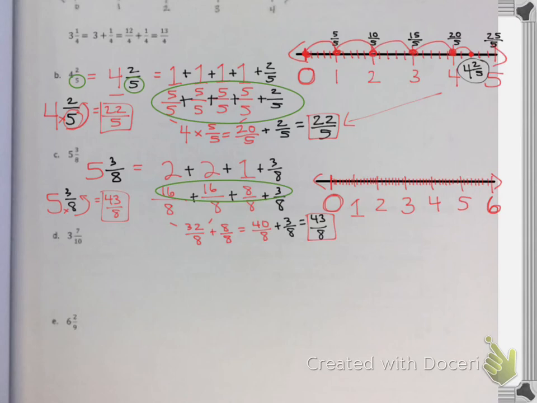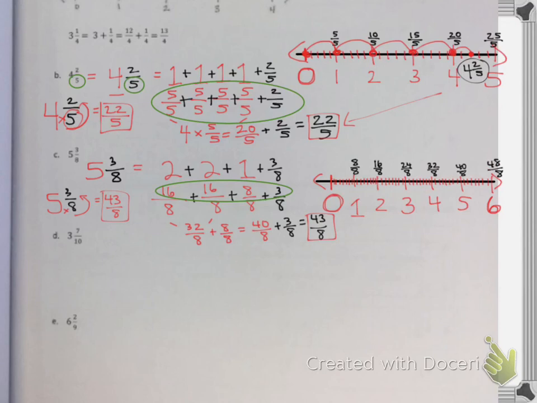All I'm going to do is just label this right here. This is 8 eighths. This is 16 eighths. This is 24 eighths. This is 32 eighths. This is 40 eighths. And this is 48 eighths. All right. That's all I'm going to do.